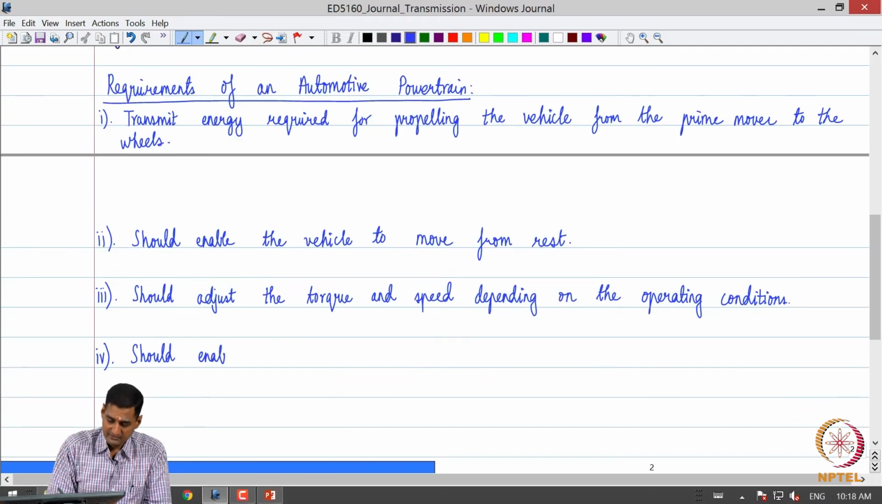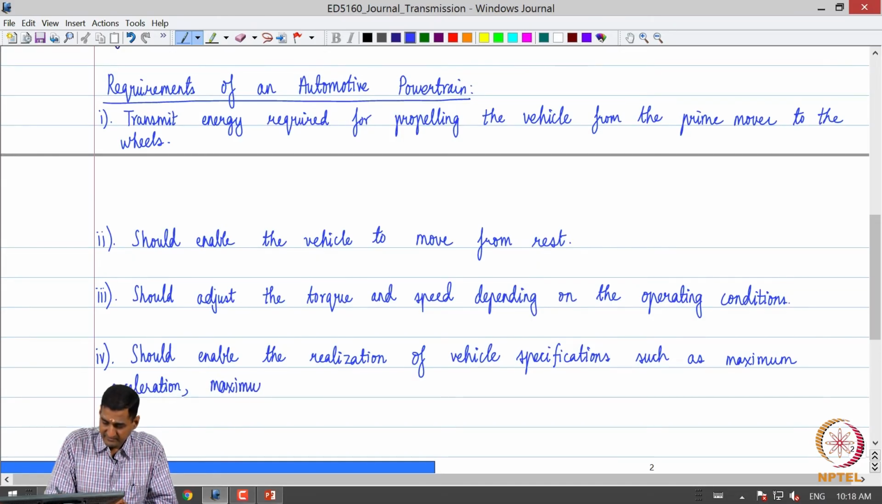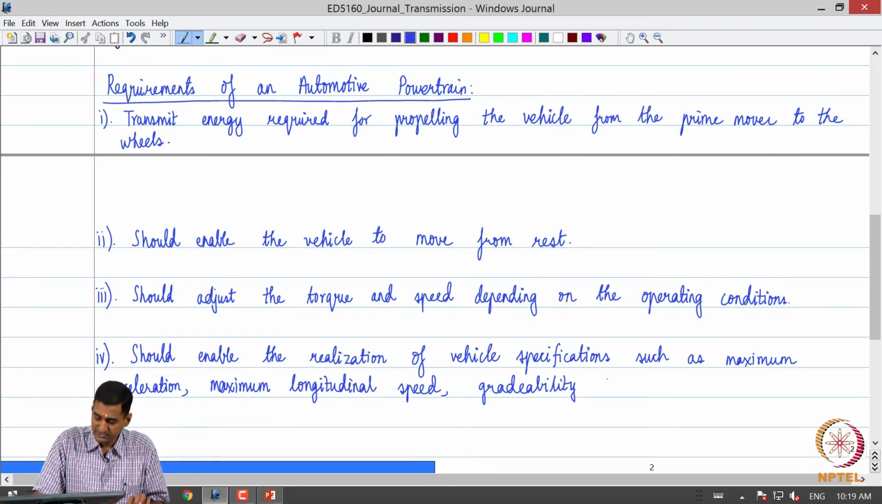So a powertrain should enable the realization of vehicle specifications such as maximum acceleration, maximum longitudinal speed, gradability. We are going to look at all these specifications as we go, when we do transmission matching, fuel economy, range, etc.